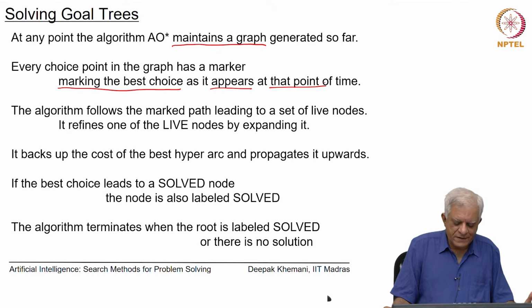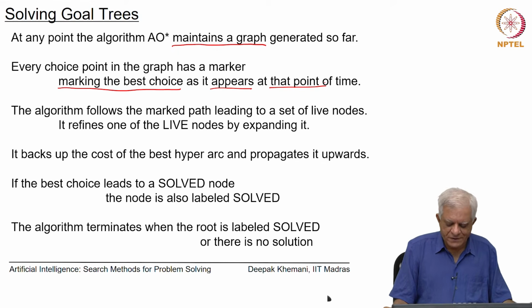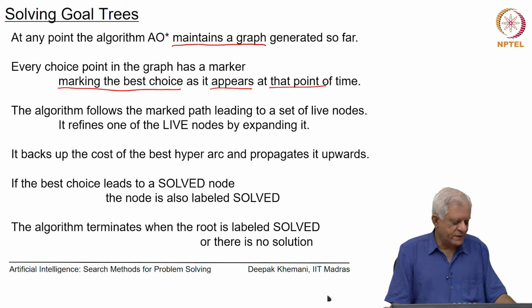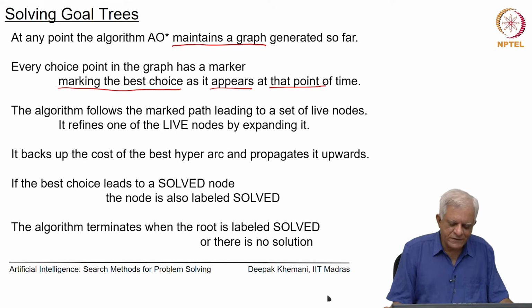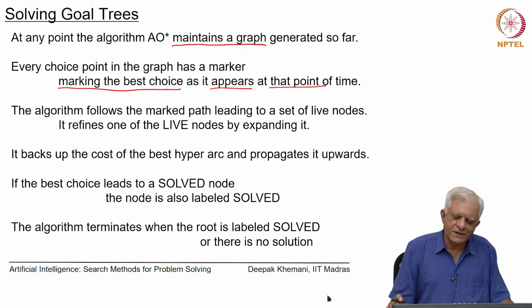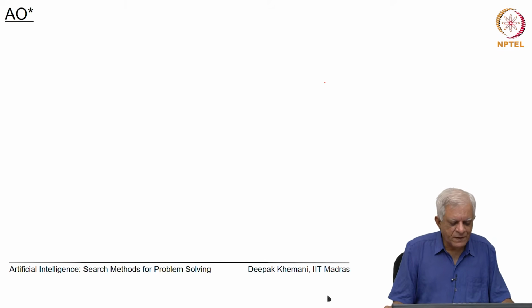The algorithm will terminate when the root is labeled solved or if there is no solution, and again this termination criteria is similar to what we did in SSS star. So, as we look at the algorithm, you can compare and contrast it with SSS star. So, let us see a small example.